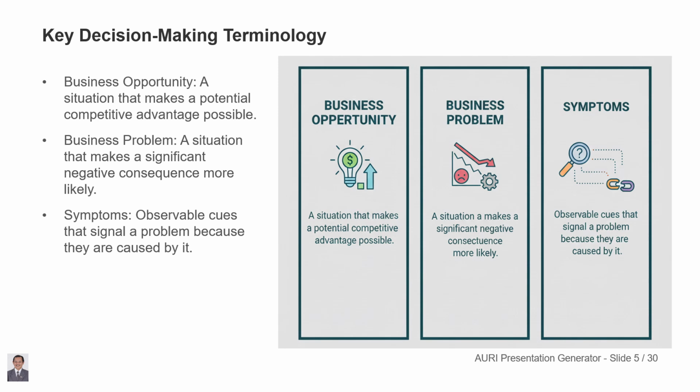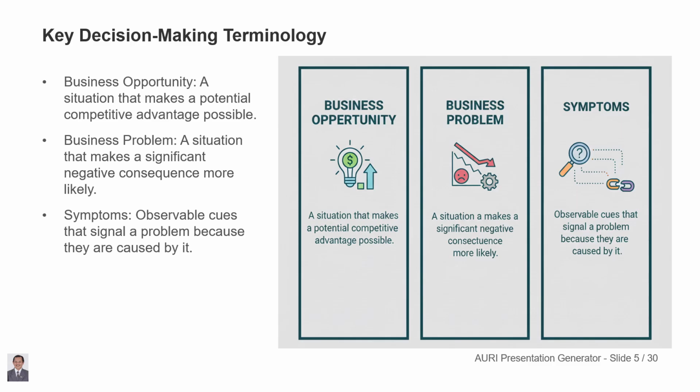First, a business opportunity refers to a favorable situation that could allow an organization to gain a competitive advantage. An example might be identifying a new market segment or an unaddressed consumer need. Conversely, a business problem describes an unfavorable situation that increases the chance of a negative outcome for the company. This could impact profitability, market share, or reputation. Declining sales over several quarters would be a clear example of a business problem.